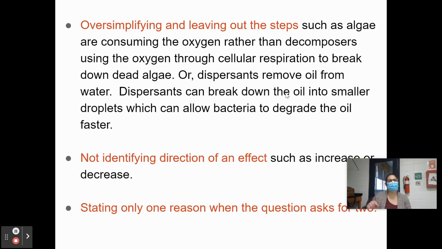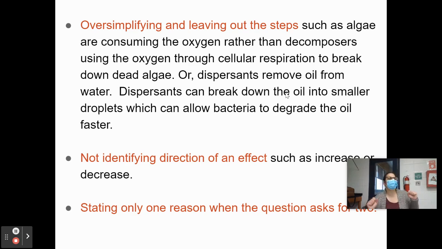So in eutrophication, if you're leaving off with one thing, you need to start your next sentence with that thing and what's happening. This is done a lot with eutrophication, and it's done with generating electricity. Well, steam turns the turbine. Yeah, but where does the steam come from? You need to make sure that you're listing all the steps. Again, not identifying the direction, like an increase or decrease, stating only one reason when the question asks for two.